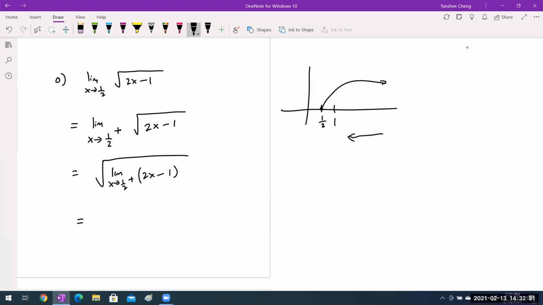Since the radicand is a polynomial, I can use direct substitution. And that means this will be square root of 2 times 1/2 minus 1. And remember, you write this as a superscript plus so that you indicate positive is the right-hand side. So computing this, that will give me square root of 1 minus 1, which is going to be what? Equal to 0. So therefore, my limit is 0 in this case.